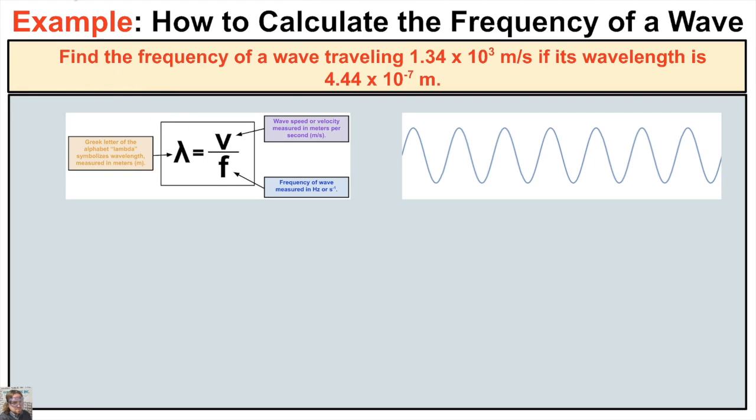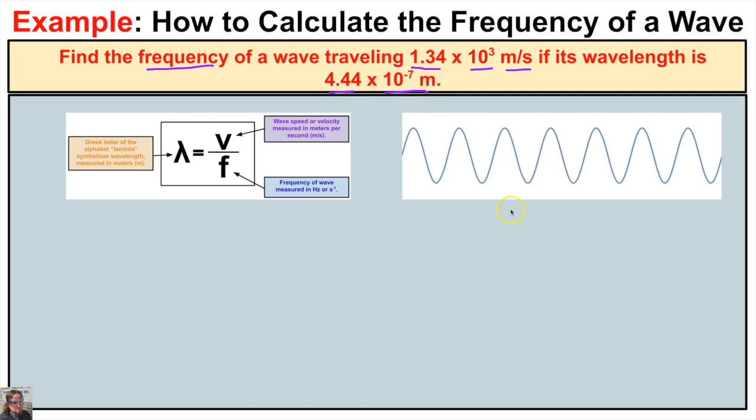In this video we are going to learn how to calculate the frequency of a wave when the wavelength of that wave is known and the wave speed of that wave is known. So let's take a look at this problem right here. It says to find the frequency of a wave traveling 1.34 times 10 to the third meters per second if its wavelength is 4.44 times 10 to the negative 7th meters.